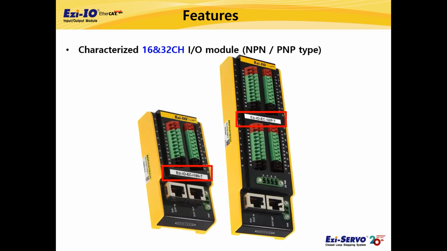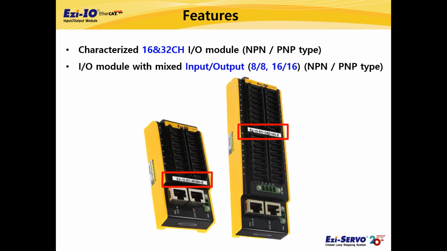Next, Ezi-IO EtherCAT provides 16-channel products and 32-channel products. The 16-channel product has 16-channel input type and 16-channel output type, and the 32-channel product has 32-channel input type and 32-channel output type, and there are also modules with combined input-output. For example, in case of 16-channel product, 8 input channel and 8 output channel combination product is available, and in case of 32-channel product, 16 input channel and 16 output channel combination product is available.